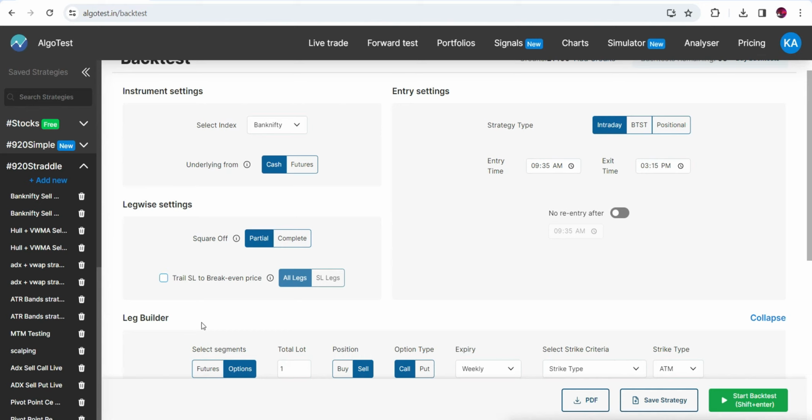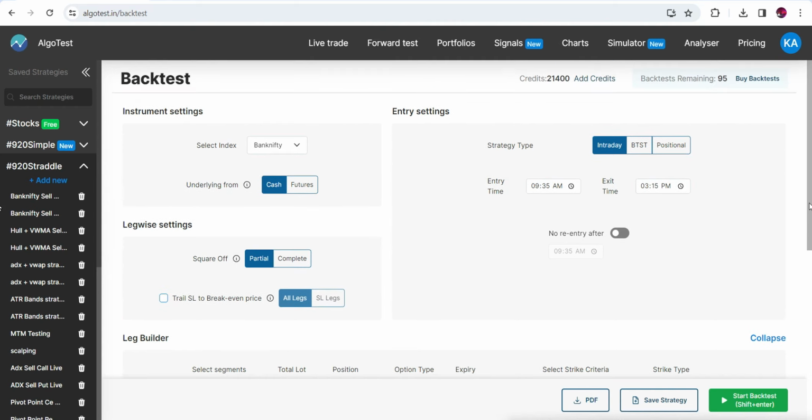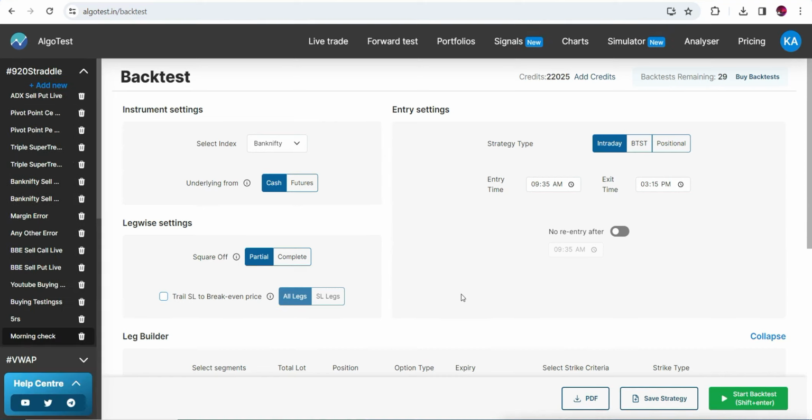So now we are going to learn how to create a modified advanced strangle strategy with some re-entry features of AlgoTest, and we are going to go into detail on how each feature works. So traders, when you click on create a strategy, it will open a dashboard like this. Using this dashboard, you can create your strategies and backtest them.